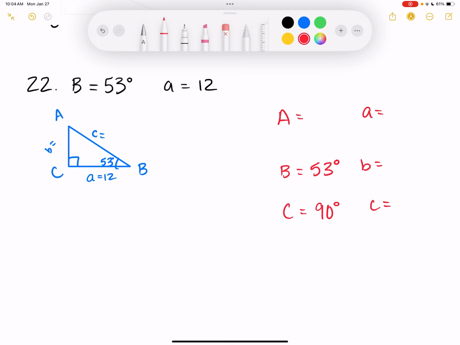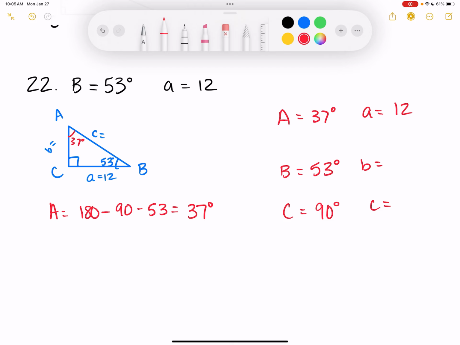So initially I was just writing in everything I know, but technically I also know angle A because I know one other angle plus the right angle. So to find A, we would do 180 minus 90 minus 53, which as Ryan already found for us is 37 degrees. If you want to write it into the triangle so that you can tell at the end that you found everything, you can. I don't care. Sometimes I write it in the triangle, sometimes I just write it in the table. It's back and forth, however I'm feeling that day.